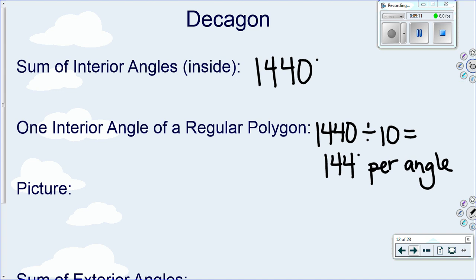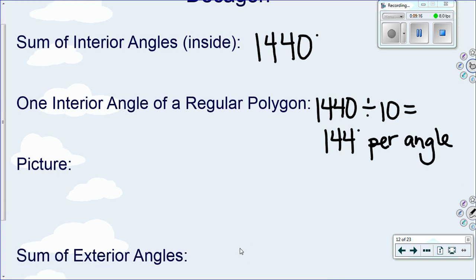Again, I'm not going to draw this, but feel free to Google it and sketch it out on your notes. And the sum of the exterior angles equals 360 degrees.